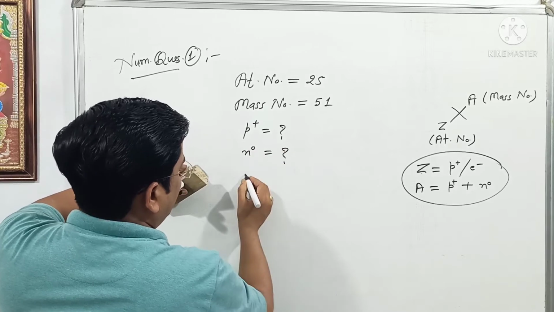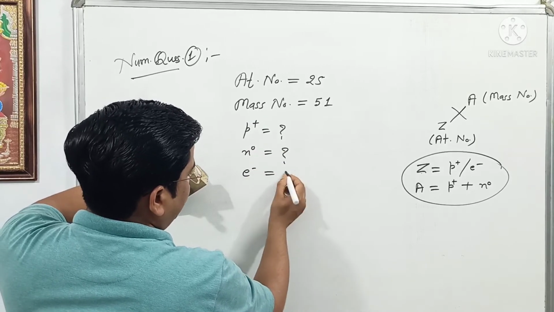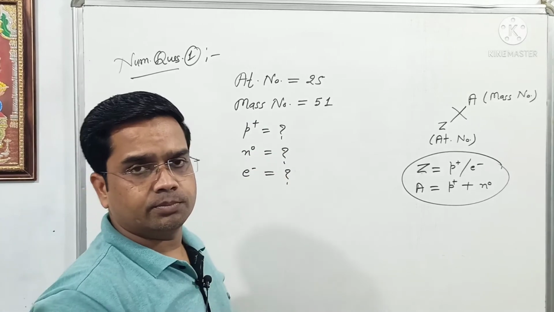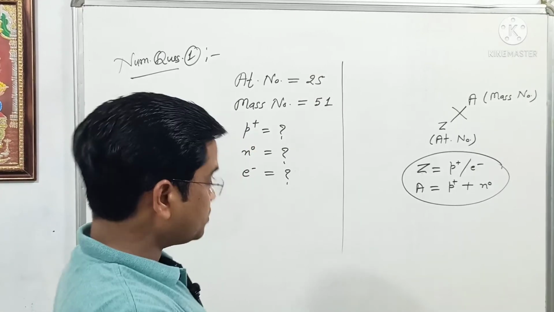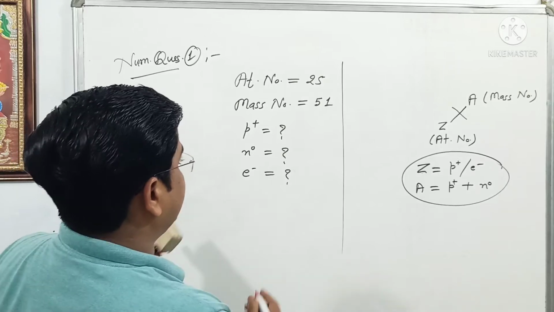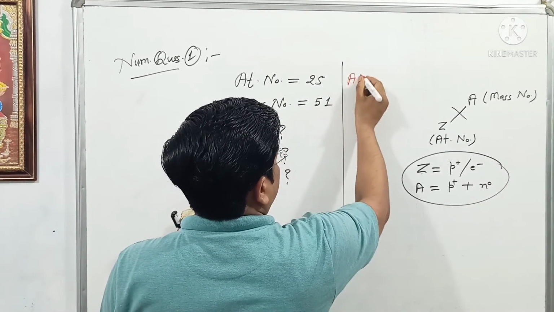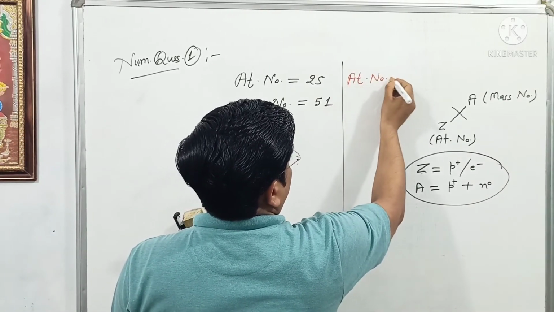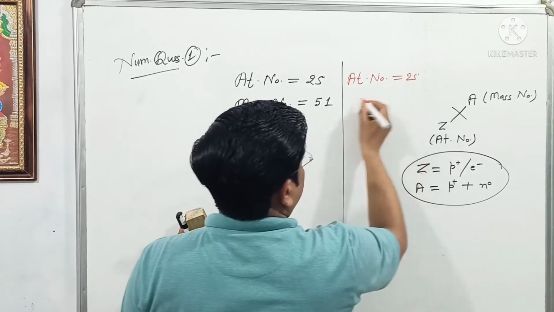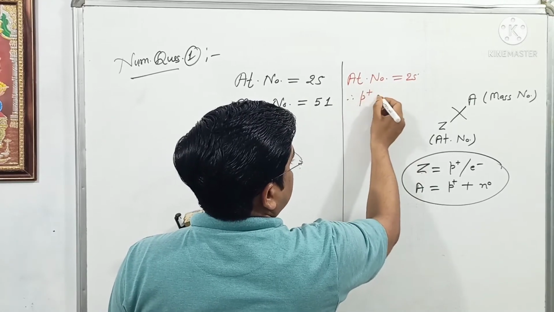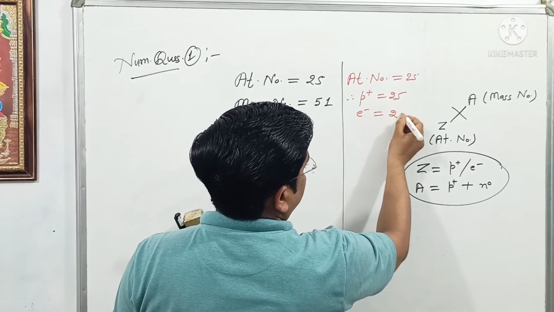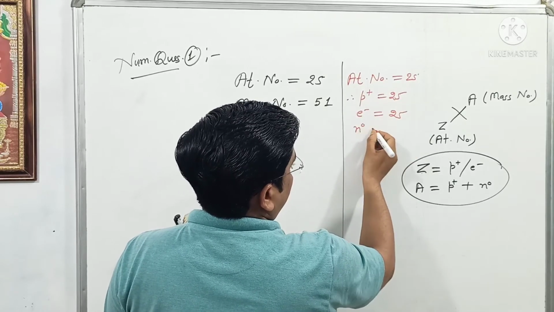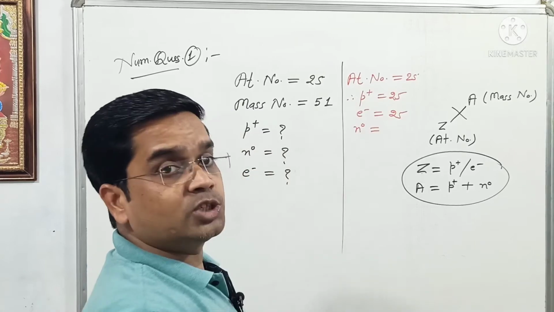You have to find out what will be the number of electrons. This is the question. Then friends, how will we be able to find out? Just look here. Friends, you are watching here that atomic number is equal to 25. So number of protons will be 25, number of electrons will be 25, and number of neutrons, how much will it be?